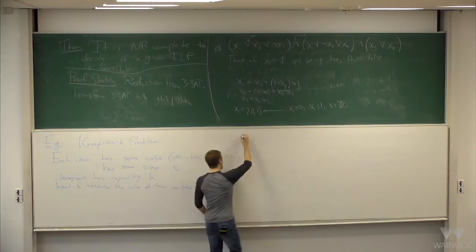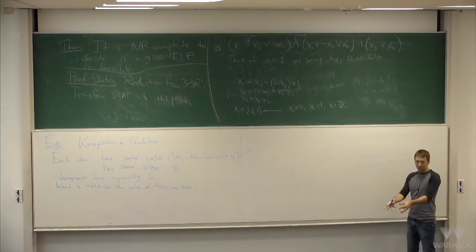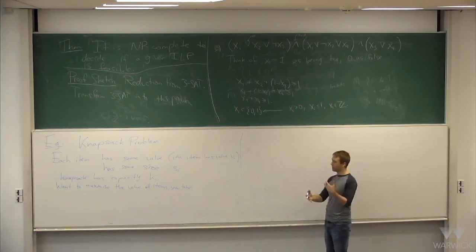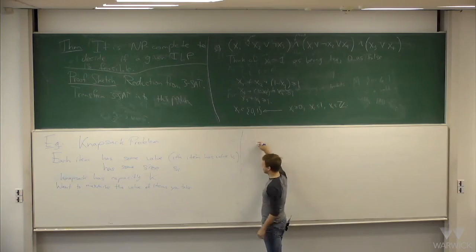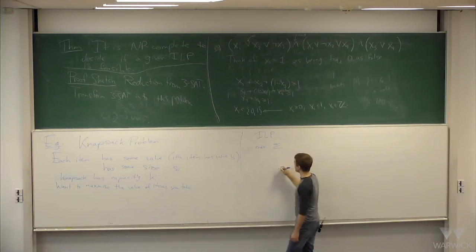And obviously, like every item, you either take it or you don't. You can't take like 30% of an item, right? So these are kind of integer things rather than linear program. So the integer linear program here now is: maximize the sum over i equals 1 to n of vi xi.